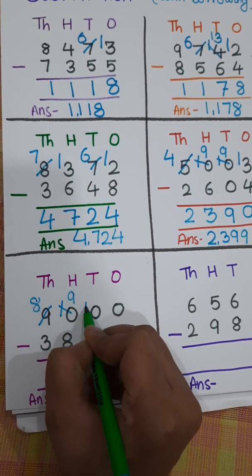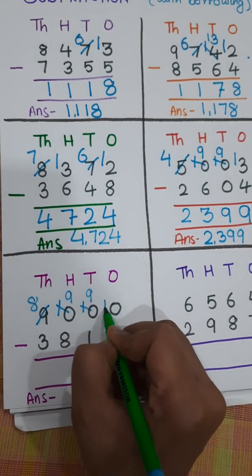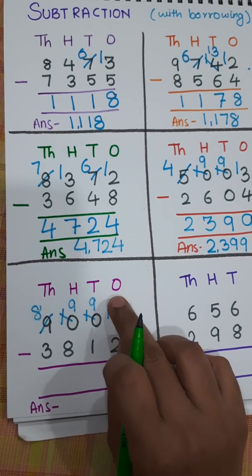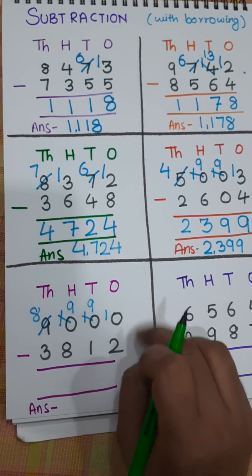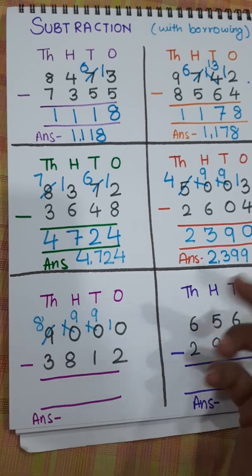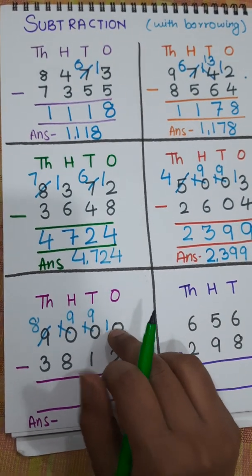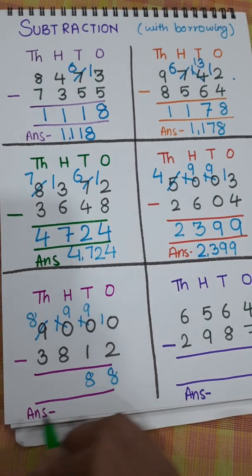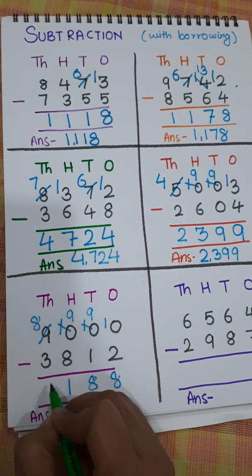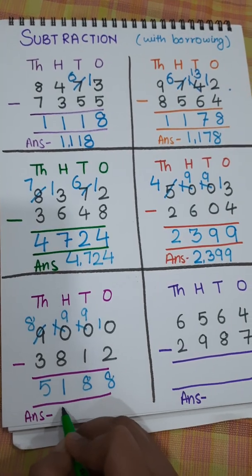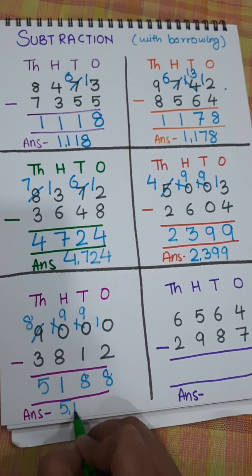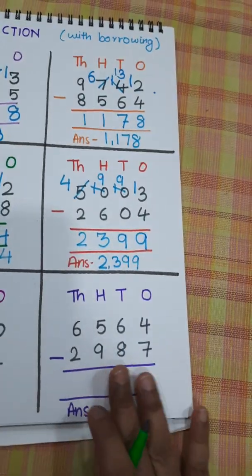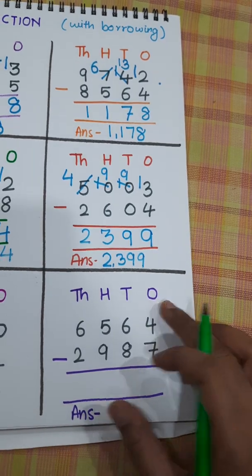I will keep moving ahead till I reach my first digit, and now I will not cut it and make it 9. Why? Because there is no number ahead of it, right? So I will stop over here and it is 10. So 10 minus 2 is 8. 9 minus 1, 8. 9 minus 8, 1. 8 minus 3 is 5. So I got my answer, 5188, right? So now next example, the last one.